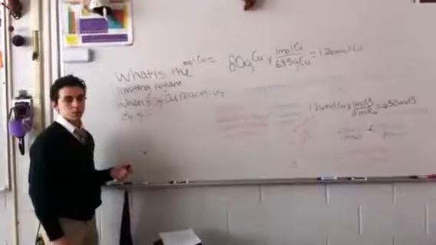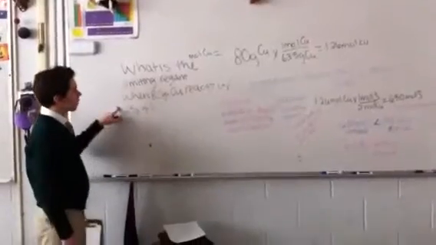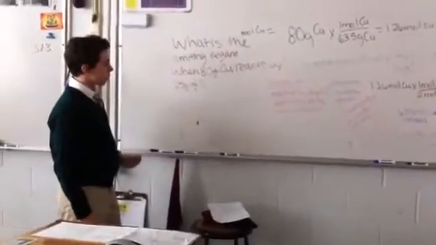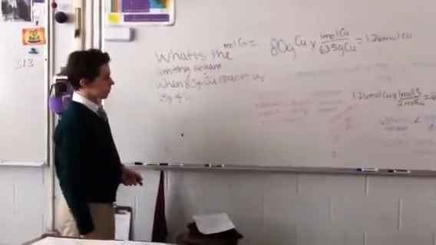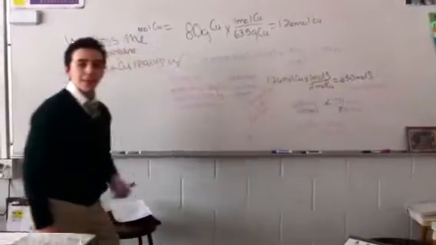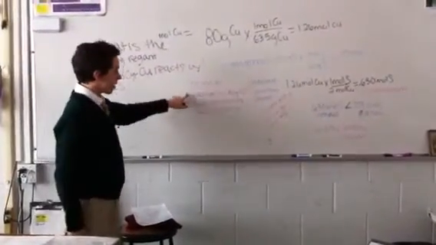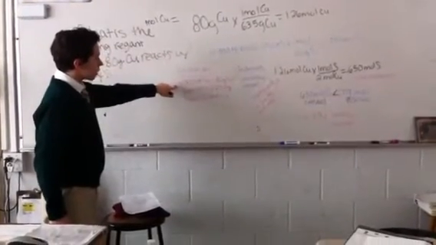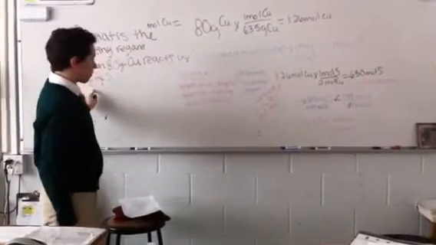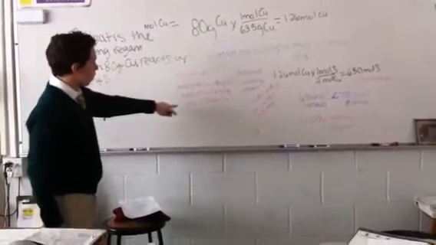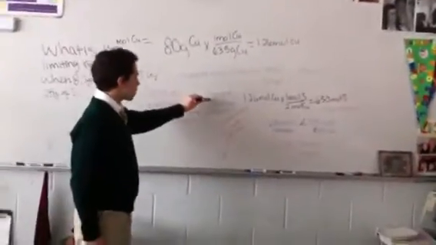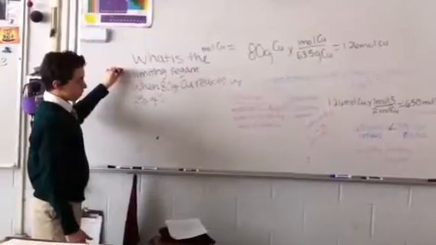Now we're going to do a real problem: what is the limiting region when 80 grams of copper reacts with 25 grams of sulfur? First I like to write down what is known and what is unknown. We know the mass of copper is 80 grams and the mass of sulfur is 25 grams. And we know that 1 mole of sulfur equals 2 moles of copper. The unknown is the limiting region.